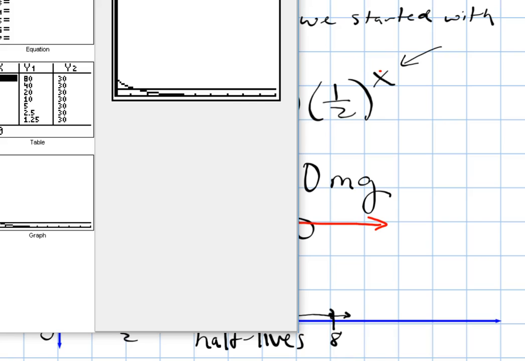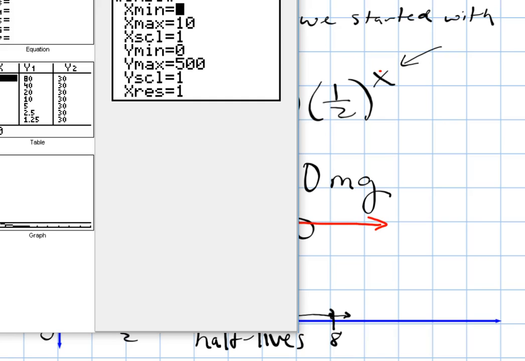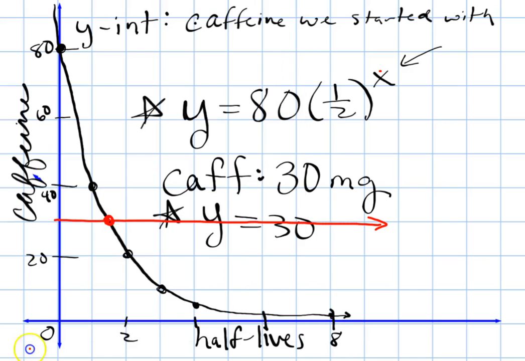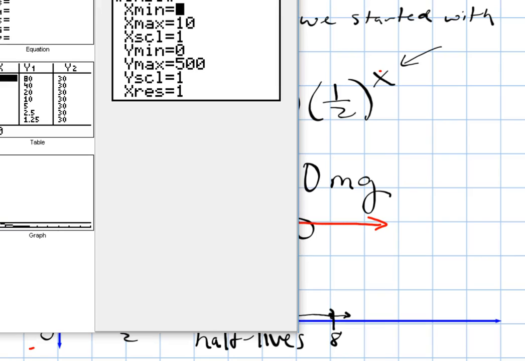Okay, we've got to fix the window. So everybody hit window, and I want you to think about the scales that we just chose. Looking here, what was our domain? 0 to 8. What was our range? 0 to 80. Okay, so we're going to change the domain and range on here also. X minimum 0, X maximum 10 is fine. 10 half-lives, 10 doubling periods for today. 0 to 10 is a fine domain for all of the problems that you do. Our Y max was set at 80, but 100 isn't a bad choice.